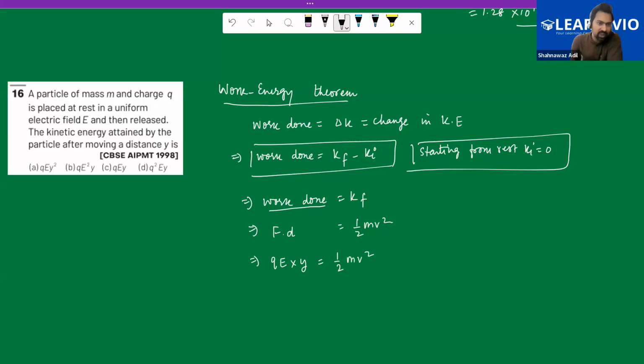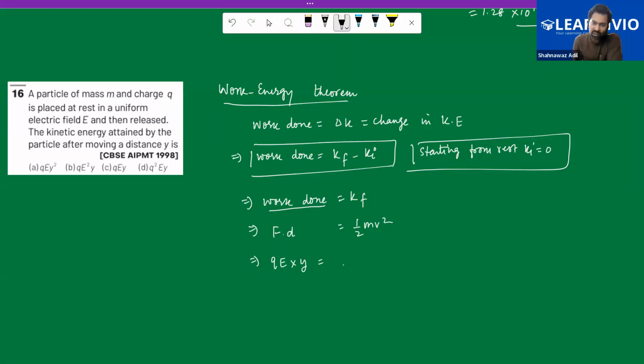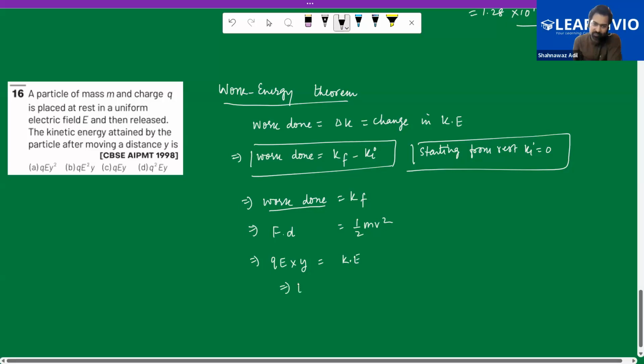Also, what we need to find out? The kinetic energy. So we have to find out the kinetic energy, right? We don't have to calculate the velocity. We only want to find out the kinetic energy. Kinetic energy is simply this would be the kinetic energy.